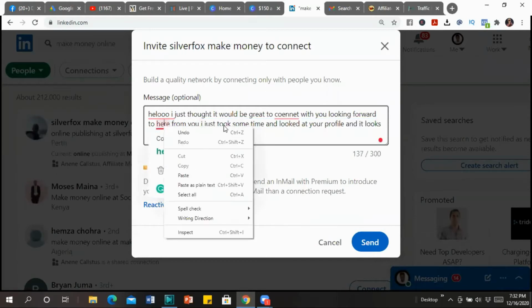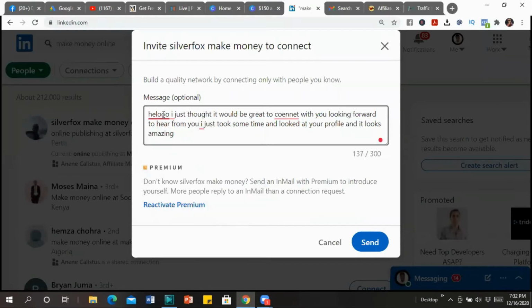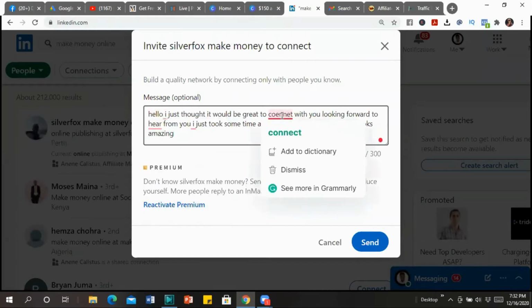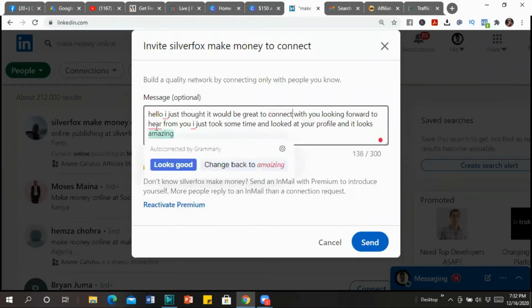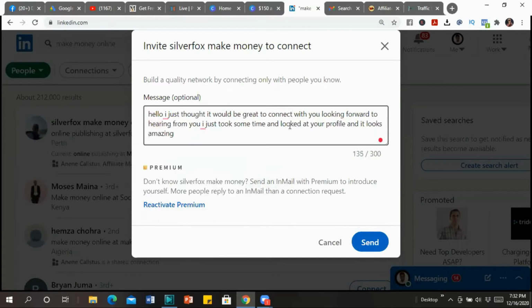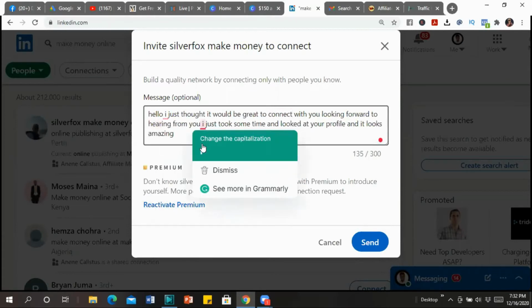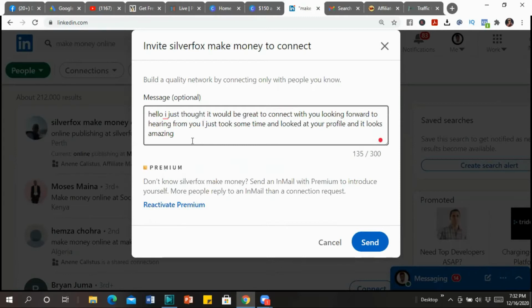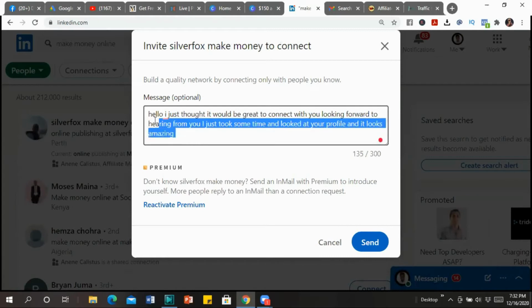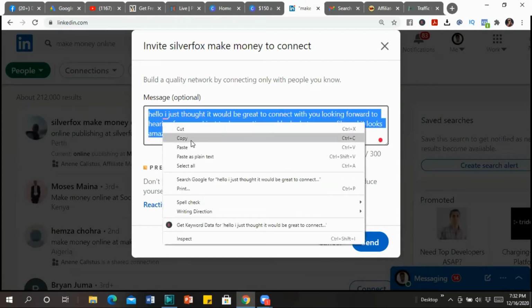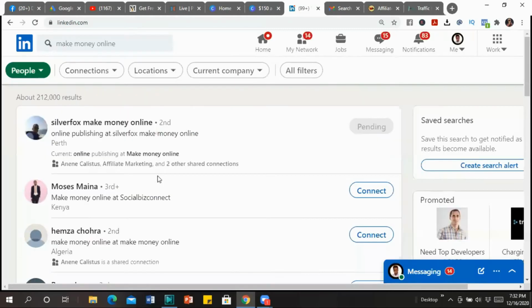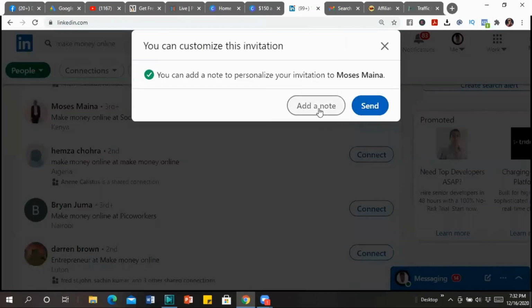The reason, when you write this message, what happens is this person feels that you took some time to actually go and look at their profile. So it's all about scratch my back, I scratch your back. So what they will do is they will also come and take a look at your profile to start seeing what this person does. So you just want to copy this message and then send it to that person. All right, they will connect with you.